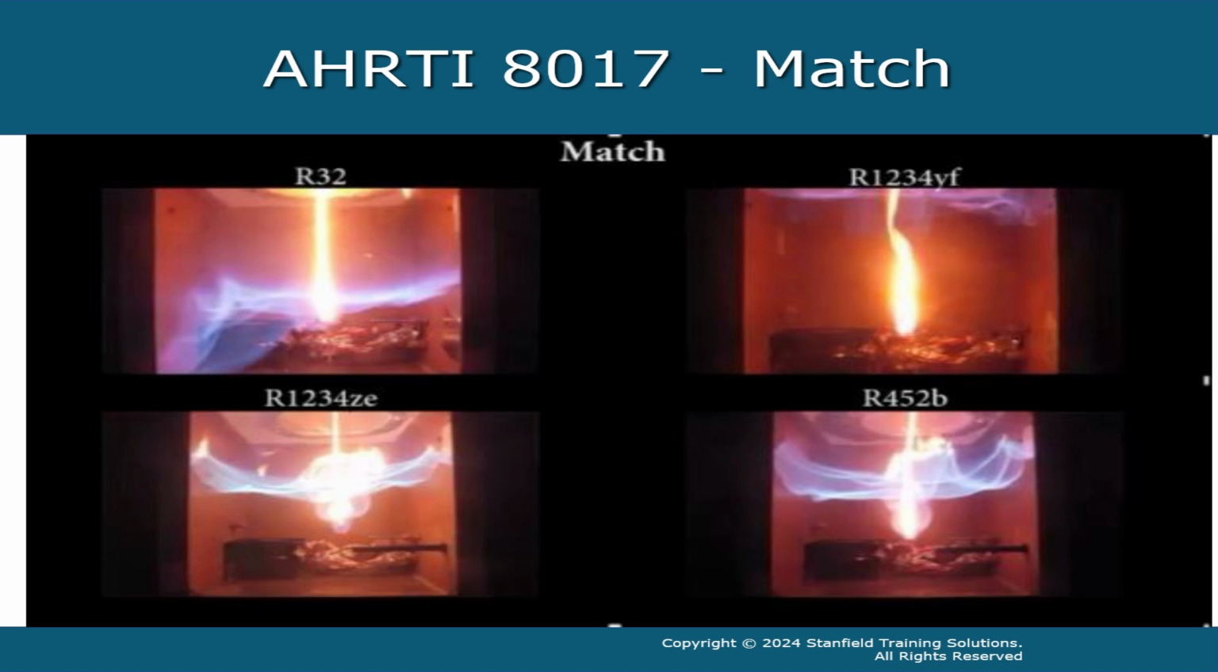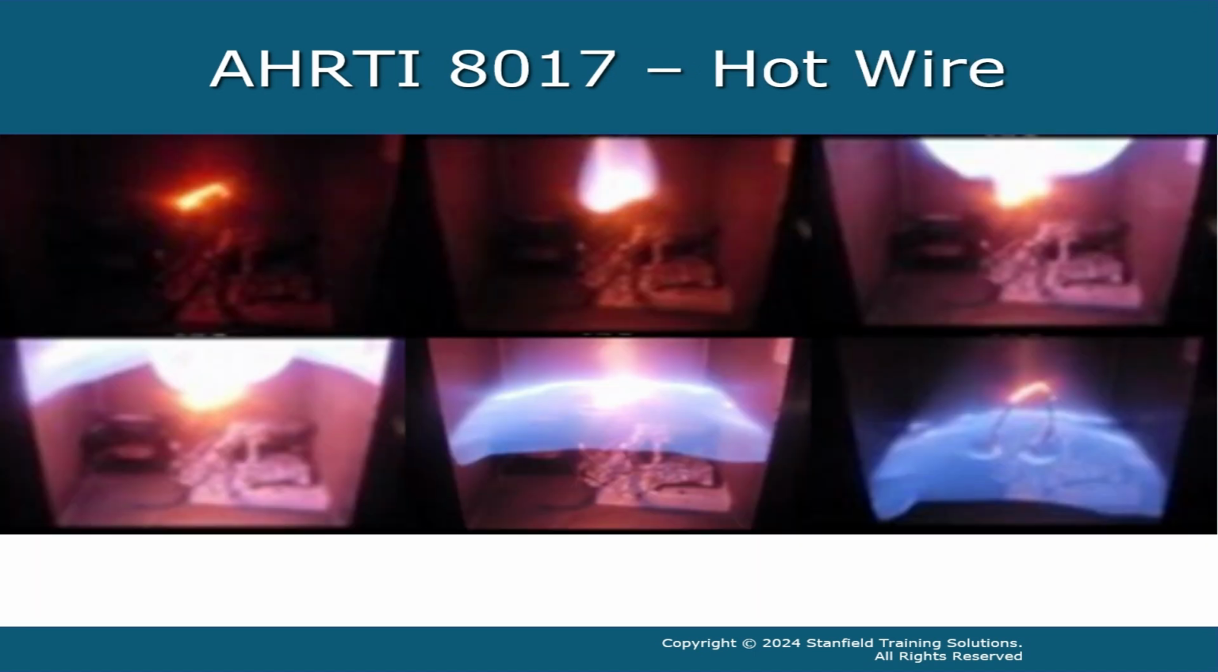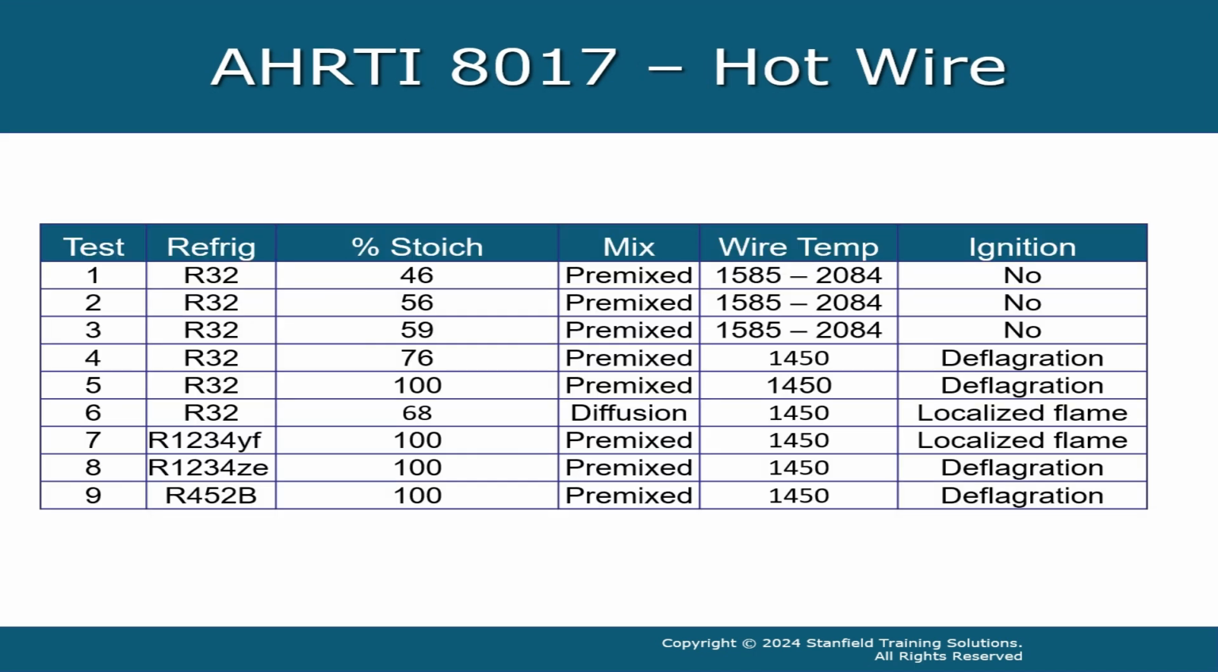Here you see a match and 4 different A2L refrigerants. In addition to a whole series of possible household ignition sources, they used an electrically energized hot wire. The advantage of the wire being better control. By carefully controlling the voltage across the wire, more precise data was collected regarding ignition temperature. This table shows some of the results of the hot wire testing.